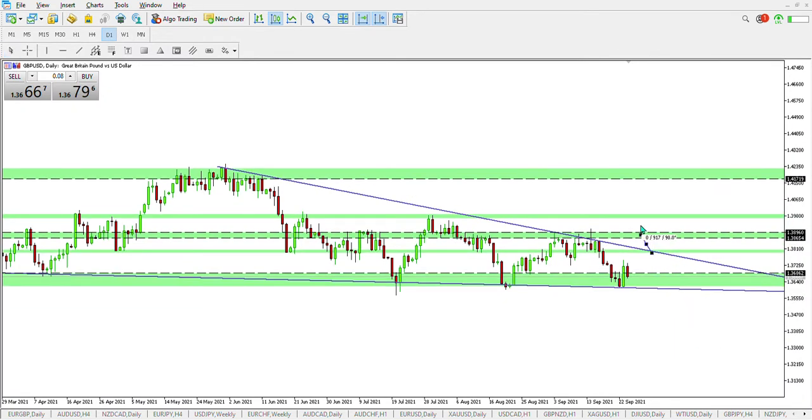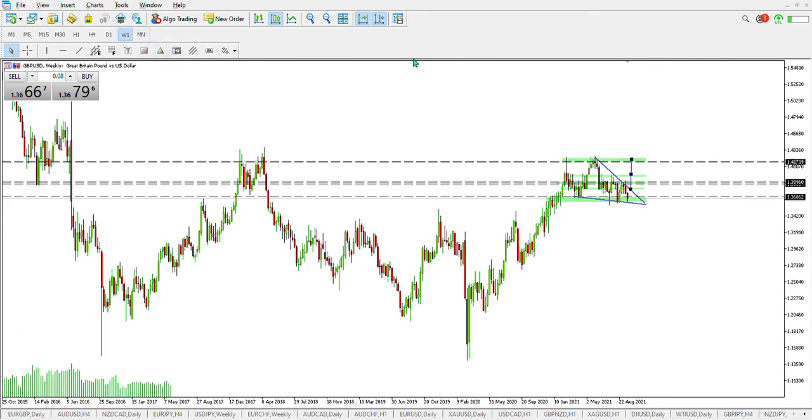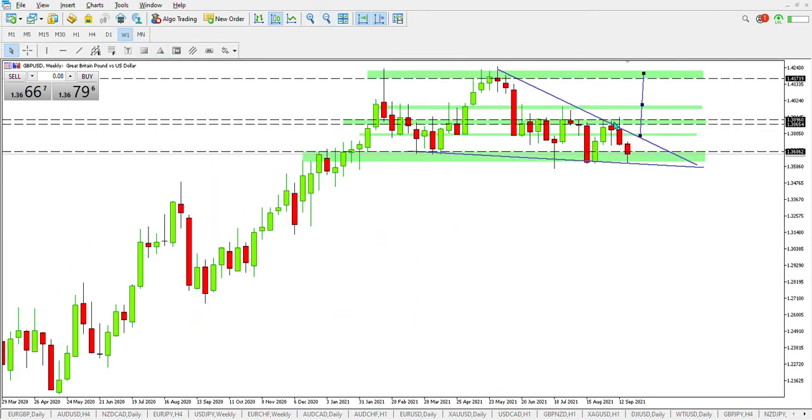Of course, if we start cracking and breaking this resistance area, we have enough room to move first to this mini resistance and then all the way up to this strong resistance area on the daily chart. If we go to the weekly, we see a nice rejection here and continuation this week to the downside, testing the support area, and we should watch the market to see what is the next big move.